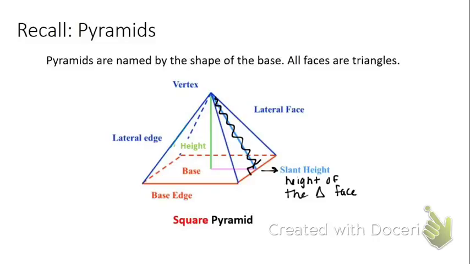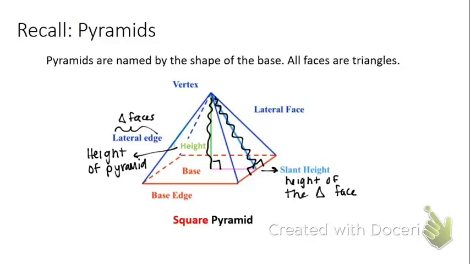And that is going to form a 90-degree angle. So think about that. That might mean we'll be using some Pythagorean theorem here. The actual height here, that is called height. When it says height, it is the height of the pyramid, from point to base, and it forms a 90-degree angle as well. And then you just have the base edges and the lateral edges. The lateral edges are on the triangular faces, and the base edges are on the actual base.